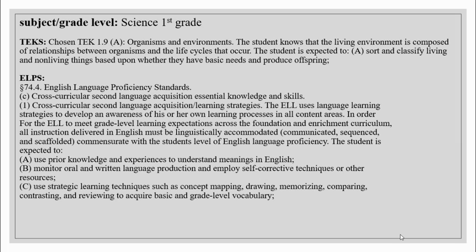Commensurate with the student's level of English language proficiency, the student is expected to A. Use prior knowledge and experiences to understand meanings in English, monitor oral and written language production, and employ self-corrective techniques or other resources. And C. Use strategic learning techniques such as mapping, concept mapping, drawing, memorizing, comparing, contrasting, and reviewing to acquire basic and grade level vocabulary.